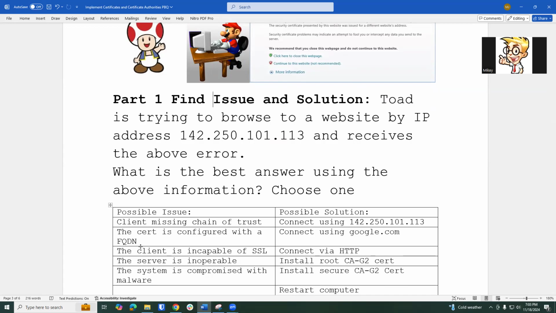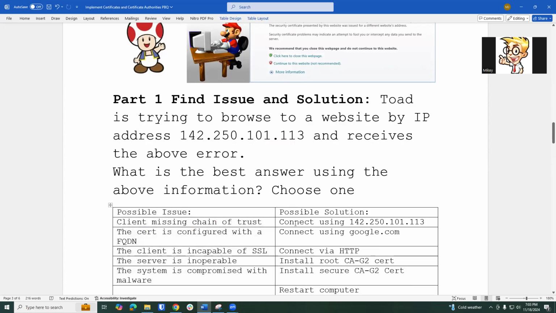Well, not a whole lot to go off here. We just have an IP address and we have a name for Google, right? We were just talking about Google with the cert above. Okay, connect using the IP. Oh, sorry. So which possible issue we have here and then possible solution.